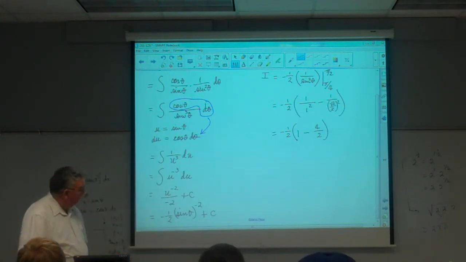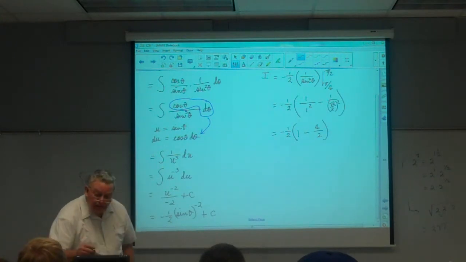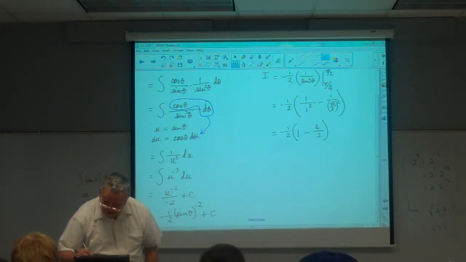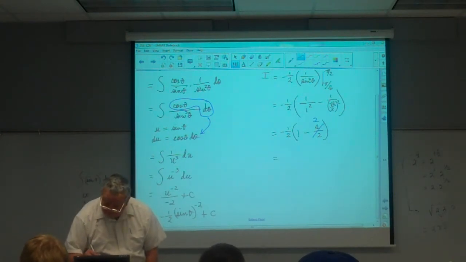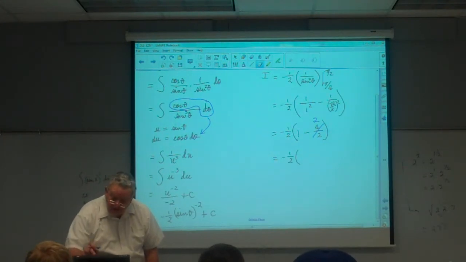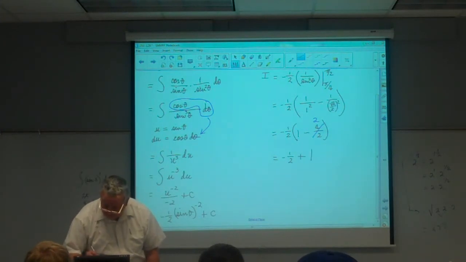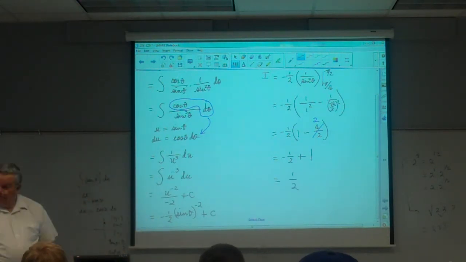Josh, you want to finish it for us? Go ahead. 4 divided by 2. Okay. Go ahead, Josh. Negative 1/2 plus. Either way. We'll do it Josh's way. Negative 1/2 plus 1. And then that's equal to negative 1/2, or 1/2. There you go. Everybody agree? Is that what we got before? I hope it is. See you Friday.